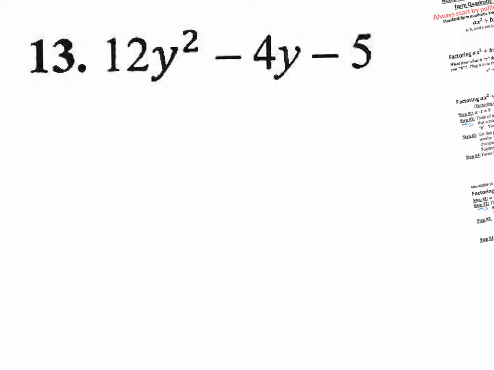Should we try 13? Let's write our steps. Step 1, multiply A times C. A is 12, C is negative 5. What do I get? Negative 60.